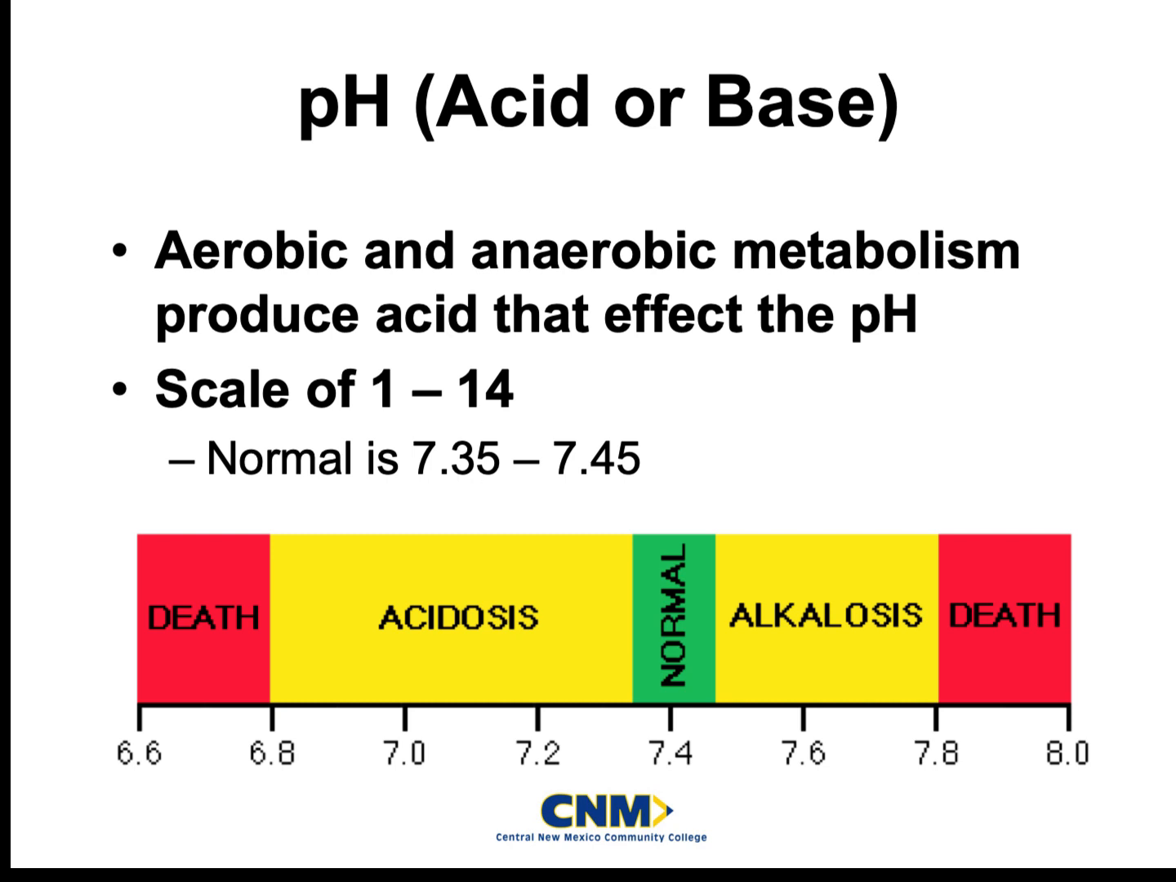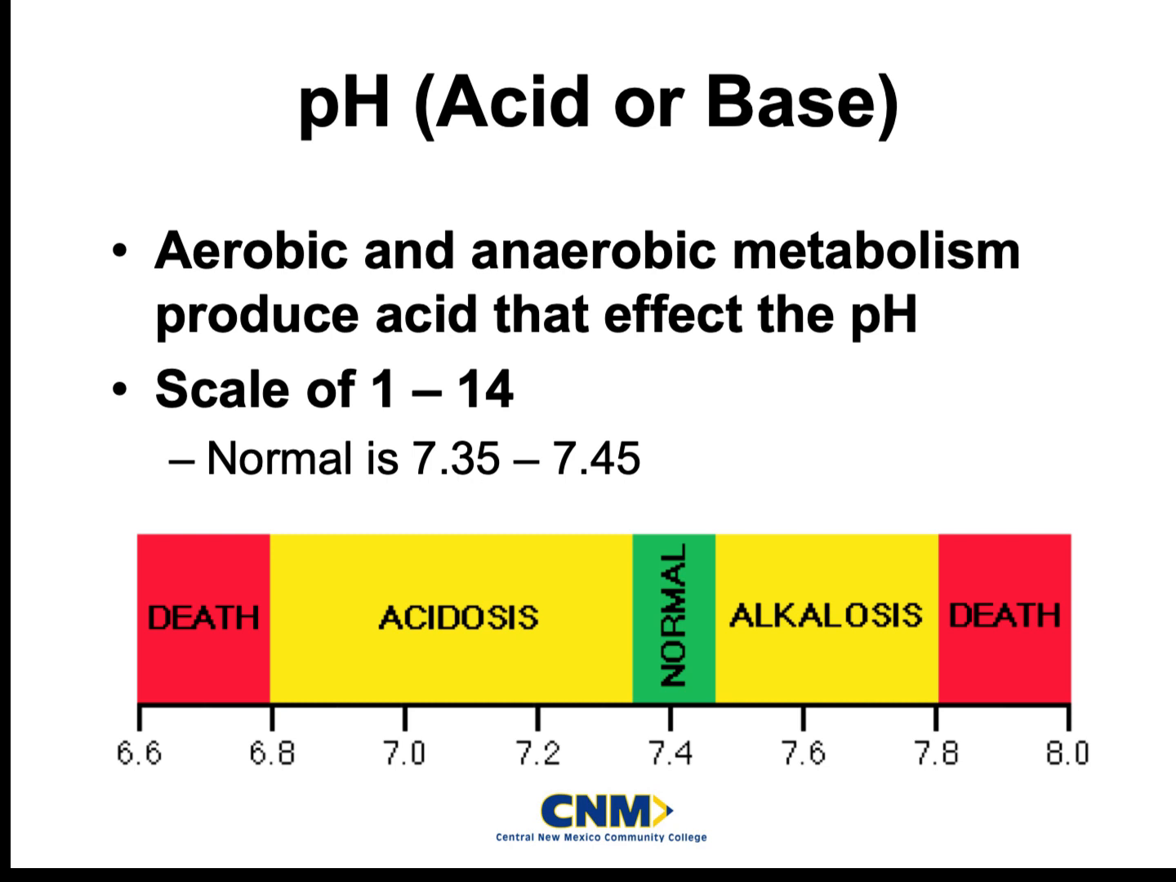So let's talk about this for a second. When we're talking about a scale from 1 to 14, a pH of 1 is like battery acid. Battery acid is the most corrosive stuff on the face of the planet. And when we're talking about 14, the most basic thing on the planet is bleach. That's why we use it to clean, because it kills everything, the good and the bad.